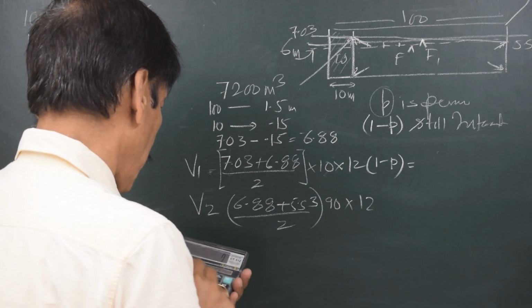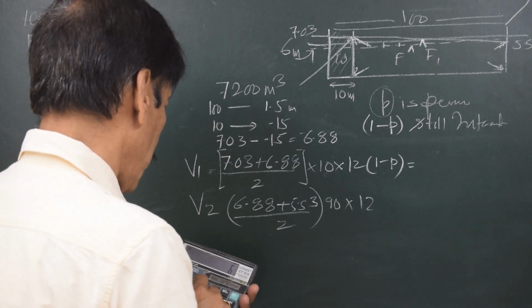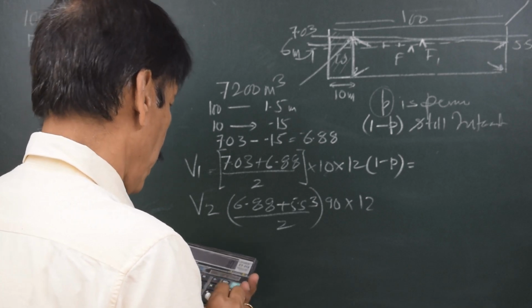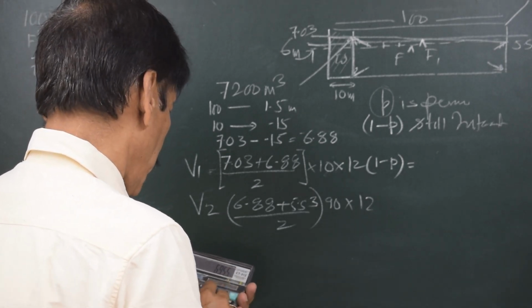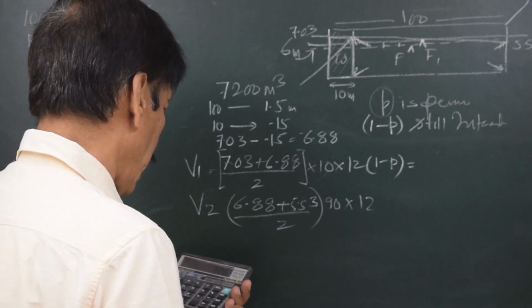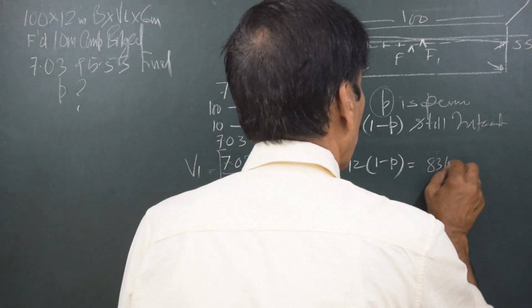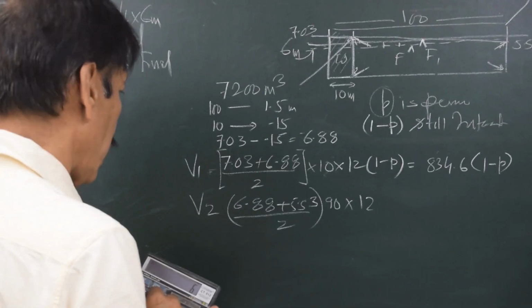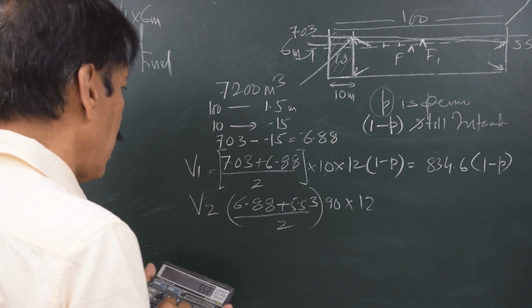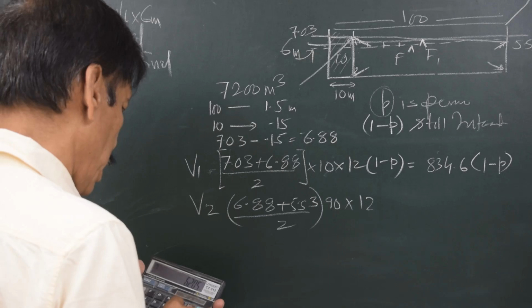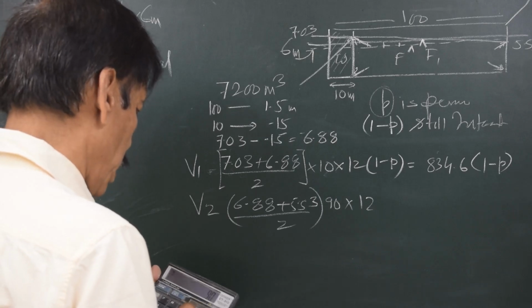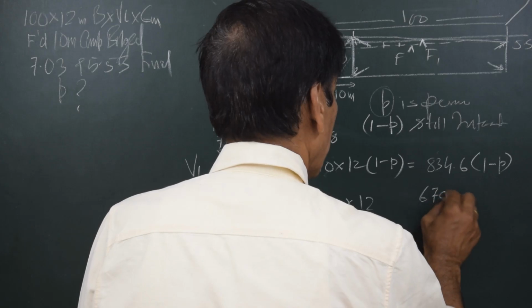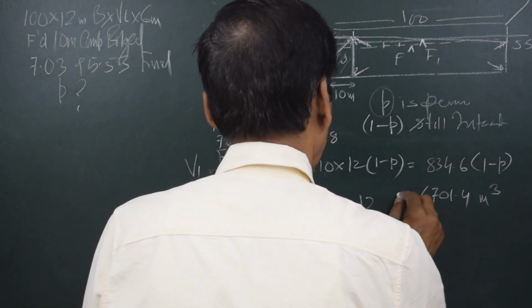So let us solve this. 7.03 plus 6.88 divided by 2 into 10 into 12, that is 834.6, in bracket 1 minus P. And over here it is 6.88 plus 5.53 divided by 2 into 90 into 12, and that gives me 6701.4 meter cube.